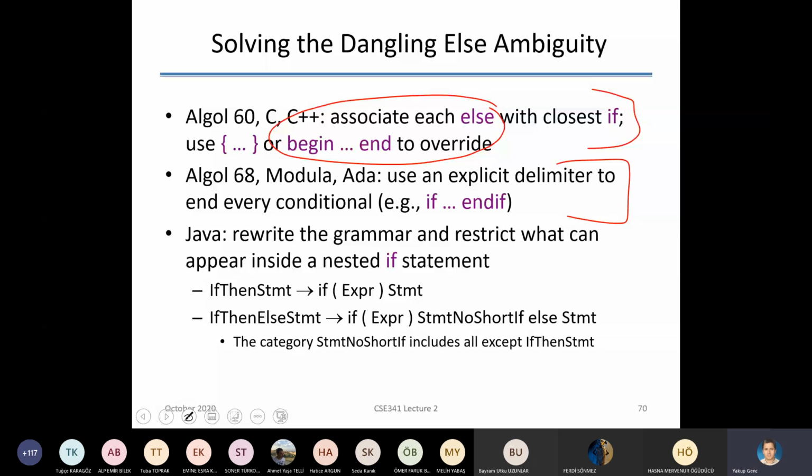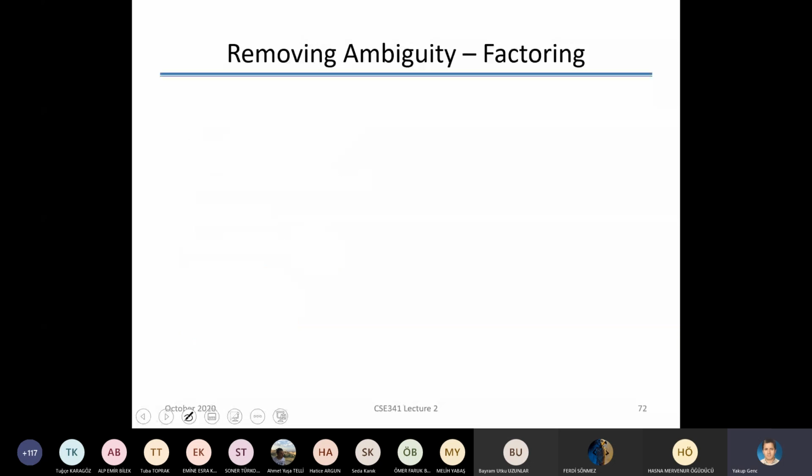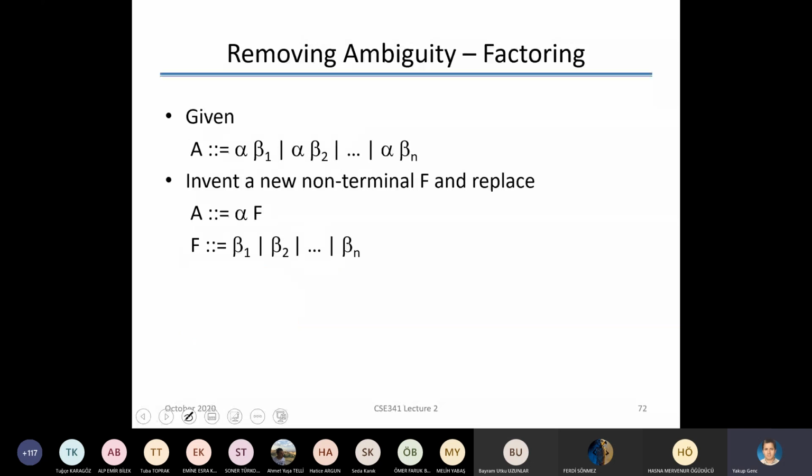There are some formal ways of removing ambiguity, which is called factoring. If you have an ambiguous grammar, for example, S goes to if B then S, and S goes to if B then S else S. The factoring will say, okay, I will write if B then S and Z, so I will factor this part, and then I will define what these Z's are again. This would enforce some of this ambiguity removal. I'm not going to go through the factoring.